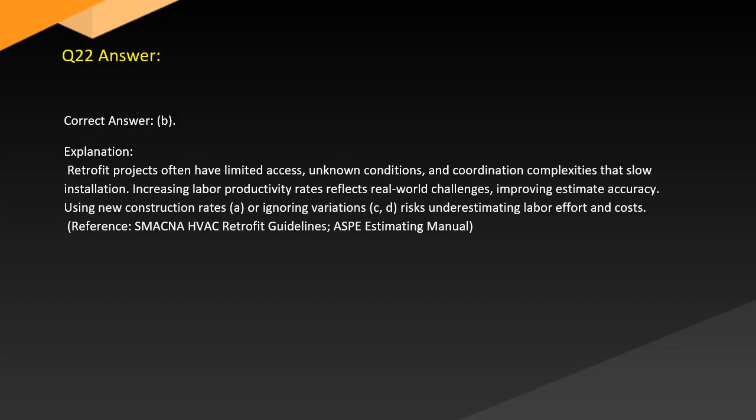Answer. Correct answer, B. Explanation. Retrofit projects often have limited access, unknown conditions, and coordination complexities that slow installation. Increasing labor productivity rates reflects real-world challenges, improving estimate accuracy. Using new construction rates, A, or ignoring variations, C, D, risks underestimating labor effort and costs. Reference: SMACNA HVAC Retrofit Guidelines, Estimating Manual.